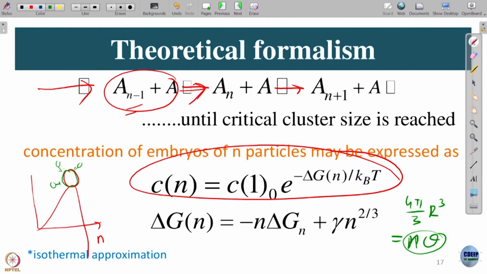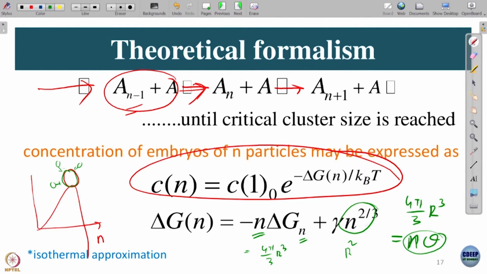If that is so, then this 4 pi by 3 r cube, per unit volume, is nothing but proportional to n, and that one volume I absorb in n. So, because it is per volume and that v I multiply, these become dimensionless, just energy per particle. And now there is a surface term, r squared, which is nothing but n to the power 2 by 3. Okay. So, my earlier expression, minus 4 pi by 3 r cube delta G plus 4 pi r square gamma, becomes minus n delta G plus gamma n to the power 2/3.